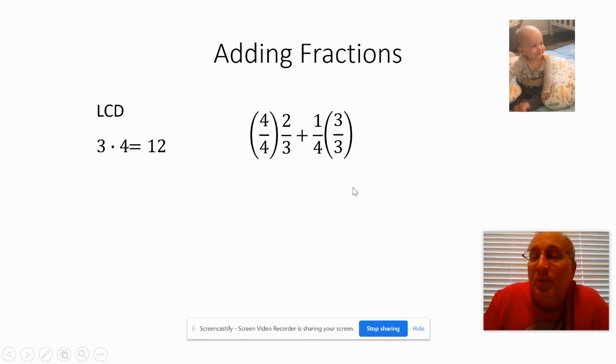And the reason is, when you multiply by 1, nothing changes. Nothing changes when you multiply by 1. Like 5 times 1 is still 5. Okay? And 3 over 3 is 1. It's just going to change the way it looks.